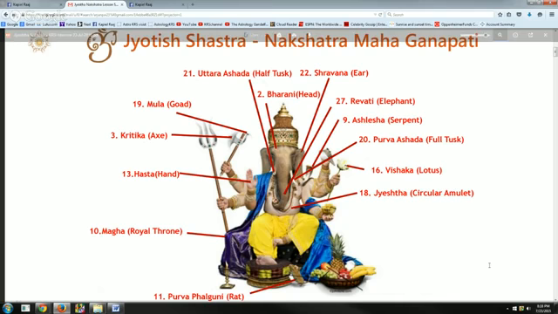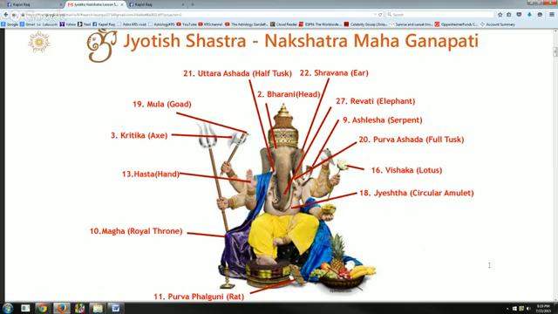The second being the houses, or the bhavas. The third being the rashis, or the zodiac signs, and the fourth being nakshatras. Everything in Jyotish relies on these 4 pillars. So when you appease the sun god, what I've done here is called Nakshatra Mahaganapati. This is my interpretation.